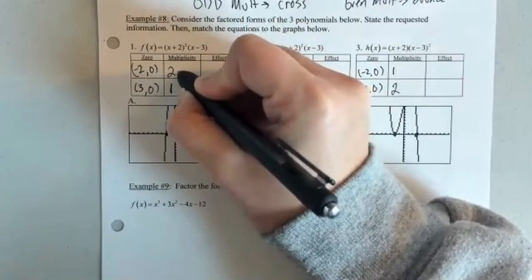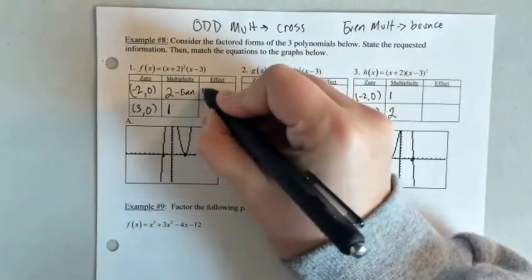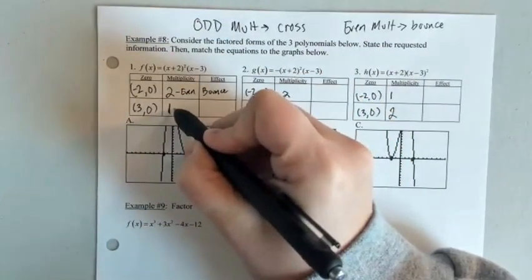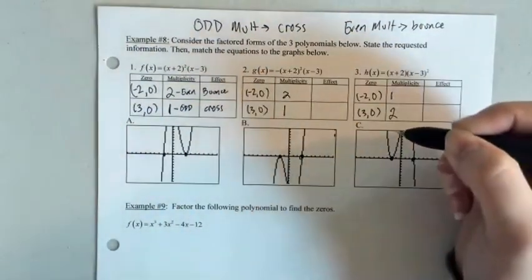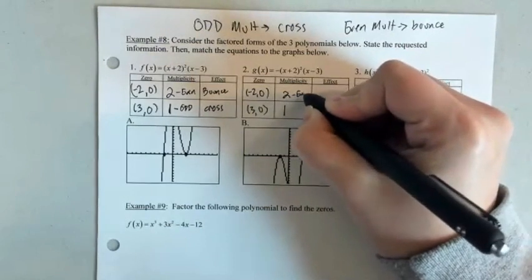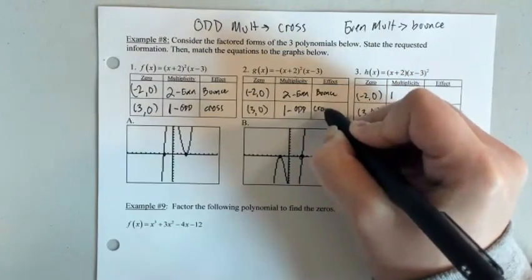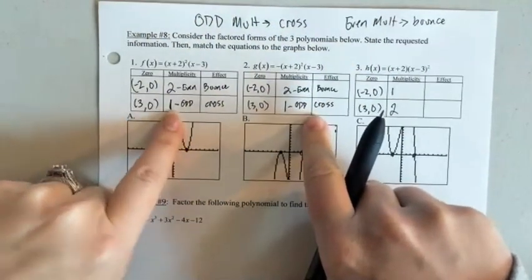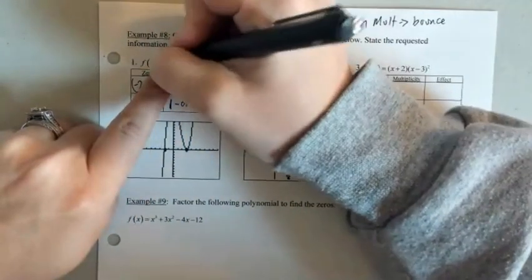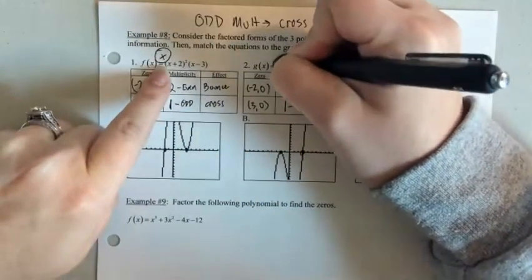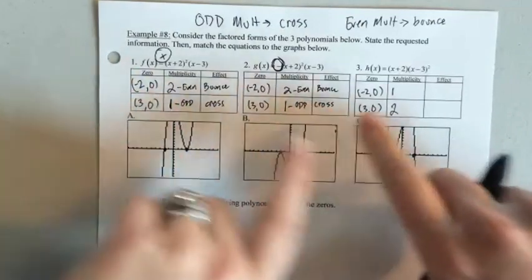All right, a multiplicity of 2, that's even. That means my graph should bounce. Multiplicity of 1 is odd. That means my graph should cross at that x-intercept. So 2 even, which means it's bouncing. 1 odd, which means it's crossing. Okay, those 2 tables look identical. How will we be able to tell these graphs apart? Well, one of these graphs will have a positive leading coefficient, and notice this graph will have a negative.